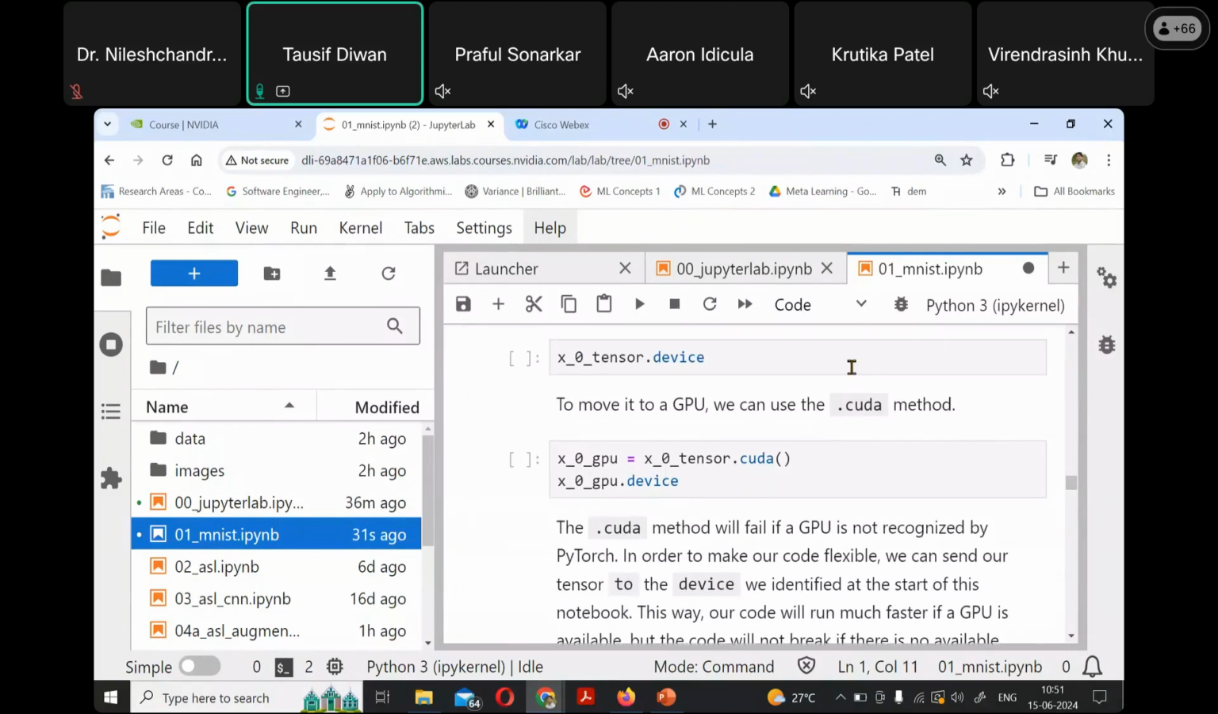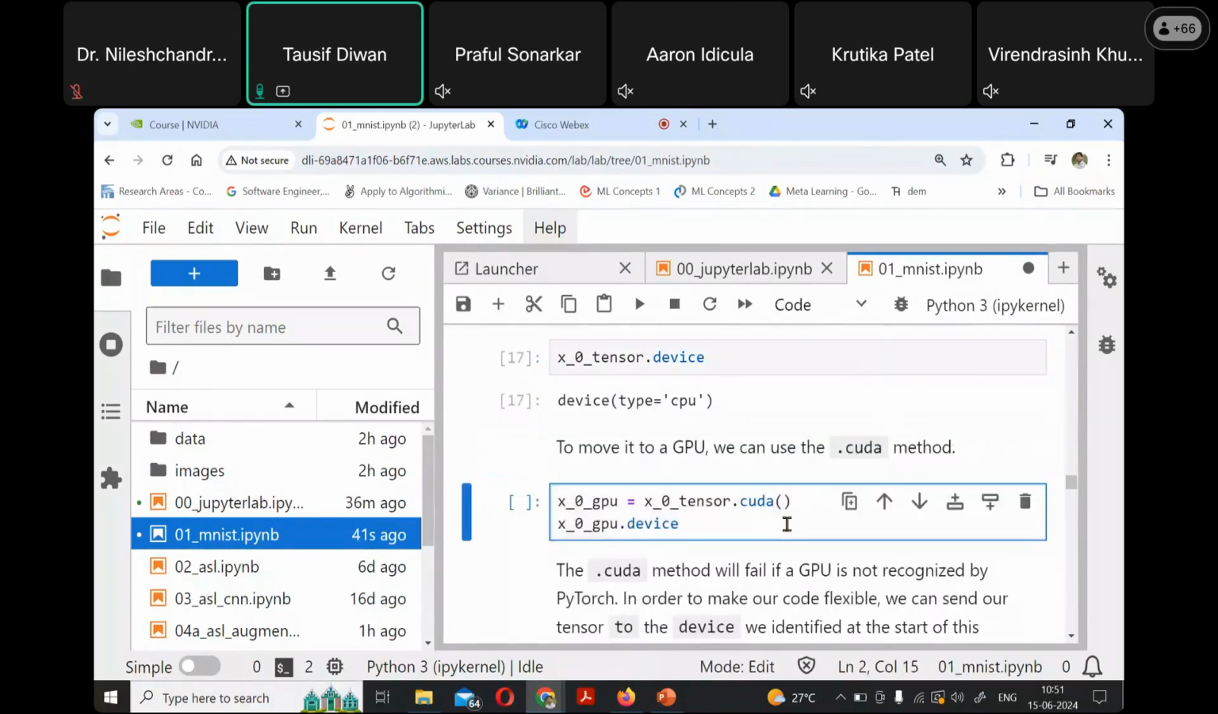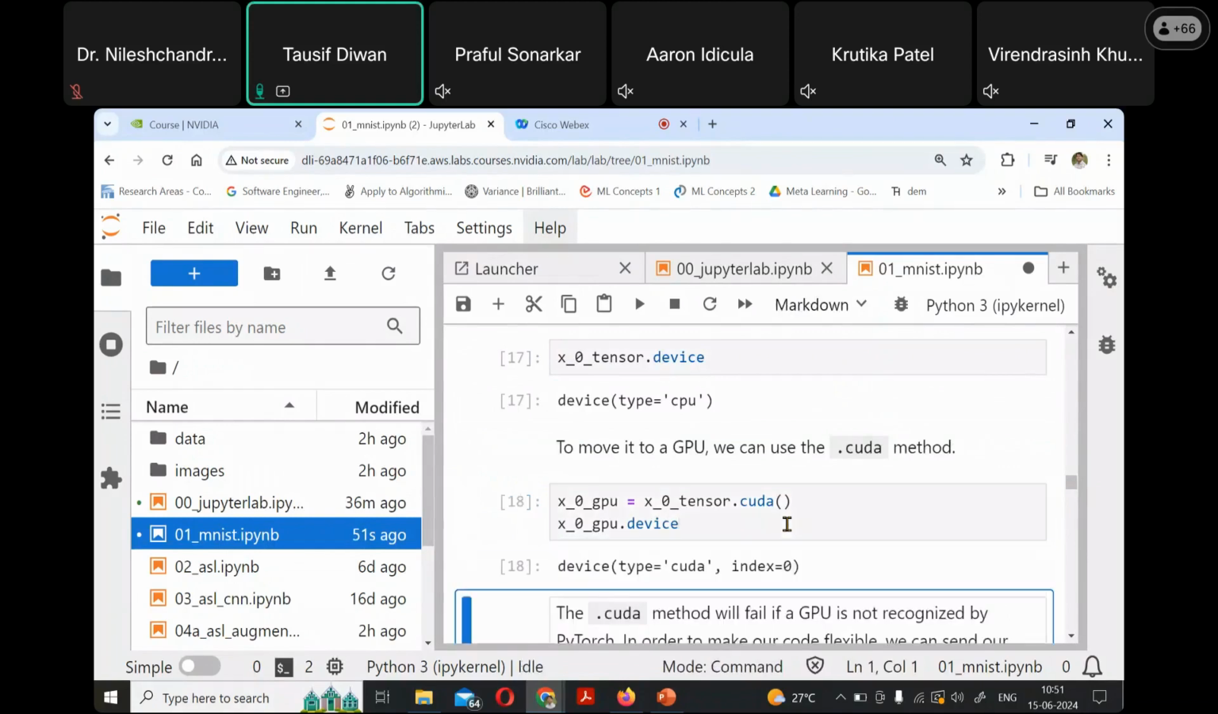Everything should be moved to the device, or to the GPU. This should be moved to the GPU. Then we will check whether we have moved it successfully or not. So this should print CUDA if the movement is successful. Otherwise, it should return some error.